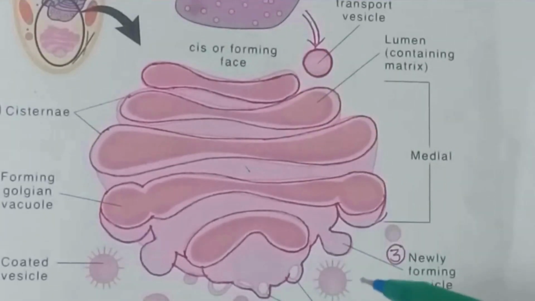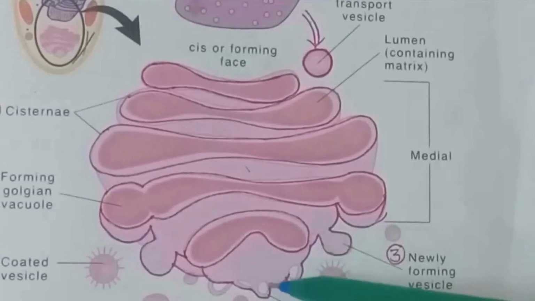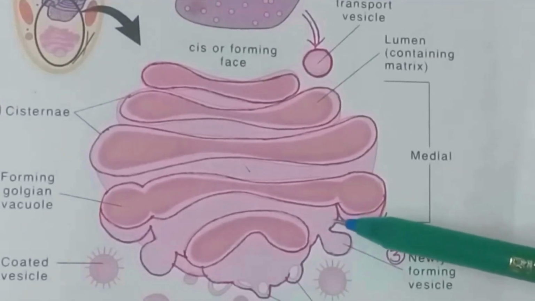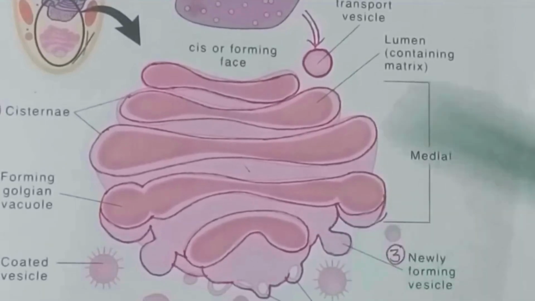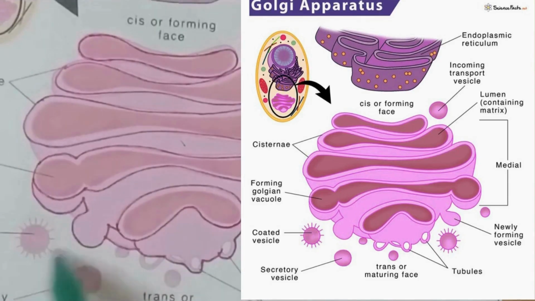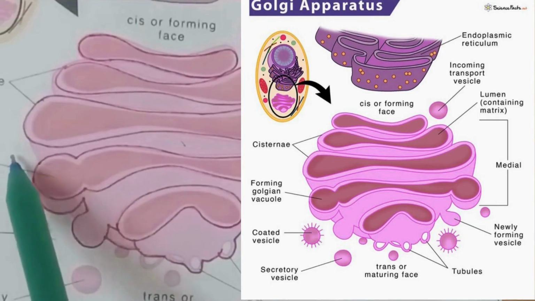Coming to the tubules, these are flattened round structures which arise at the periphery of the cisternae. Vesicles are small round structures which arise at the edges of the cisternae. Coming to the Golgian vacuoles, these are large spherical structures of the Golgi apparatus.